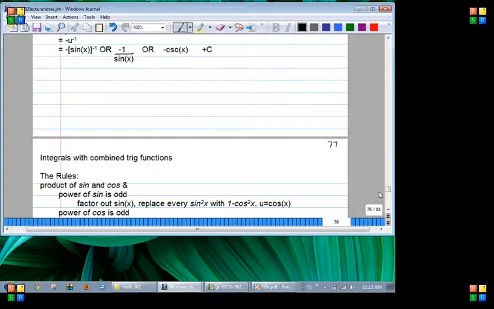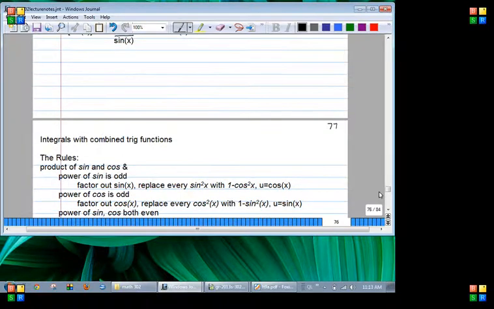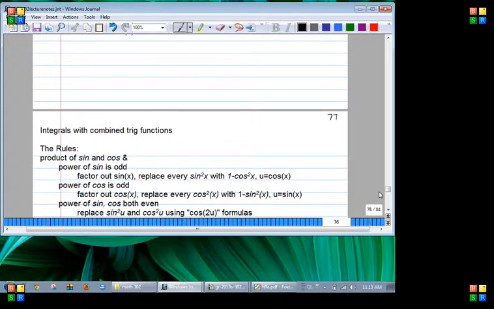What if the power of cosine is odd? You factor out a cos x. Replace every cos squared x with 1 minus sine squared x, and u is going to be sine x. What if your powers of sine and cosine are both even? You have to use those double angle formulas, the cos 2u formulas.